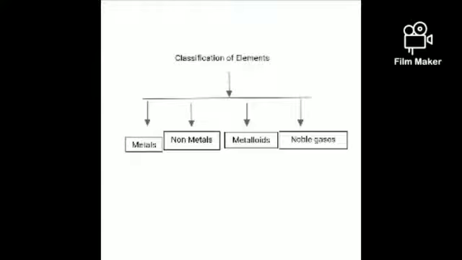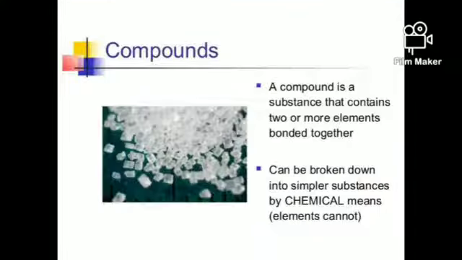Inert or noble gases. These elements do not react chemically with other elements or compounds, so they are known as noble or inert gases. Examples: there are only 6 in number: helium, neon, argon, krypton, xenon, and radon.